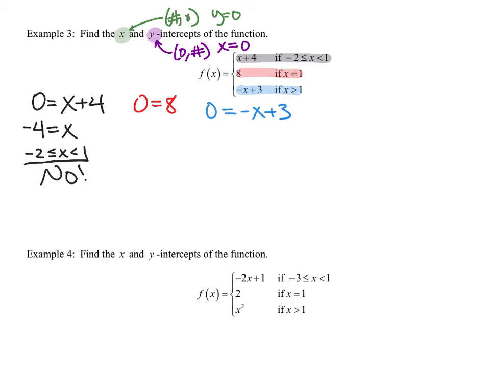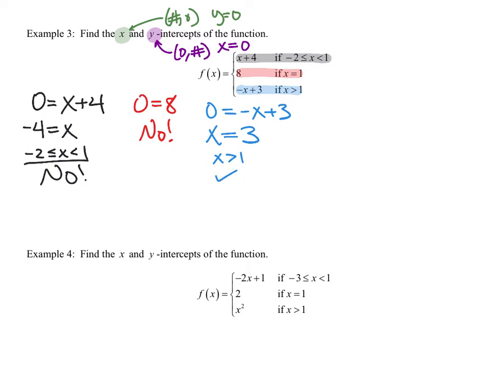Hopefully you're looking at the red part of this equation and you're like, Miss Quigley, 0 does not equal 8. You're right, that's automatic, it's out, gone. But if we add x on both sides to the blue equation, we get x equal to 3. The domain for the blue part is where x is larger than 1. Is 3 larger than 1?